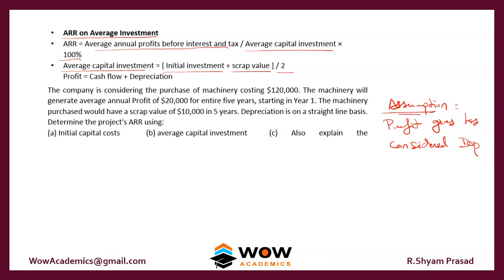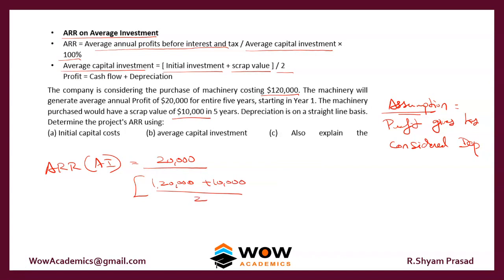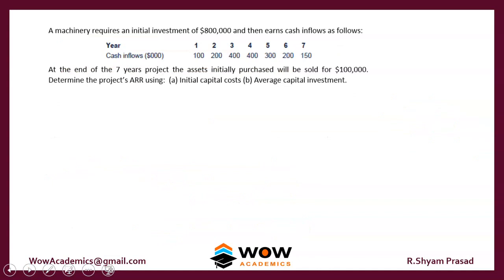So we'll start. ARR on average investment. The numerator is not going to change. It's the same 20,000. But the denominator will change. How? The initial investment was 1,20,000 and the scrap value is 10,000. So first take an average of this, then only you can proceed further. Into 100 will give you the answer. To proceed, we have to solve the denominator. The denominator will come to 65,000. Our answer comes to 30%. So that's the ARR on average investment method. The denominator is the one which changes, so just note that. Go to the next method.